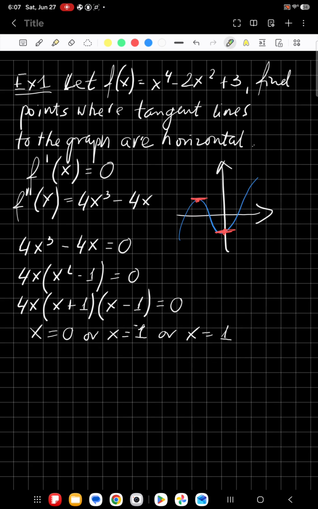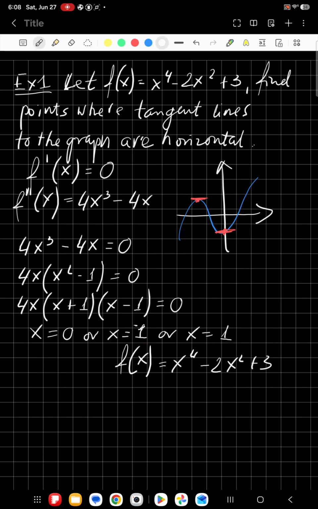Now what do we need to do, right? We need to figure out what the y's are. So we have the original equation, which was f of x, x to the fourth minus 2x squared plus 3. If we're trying to figure out what the point is on a graph, we just take x and plug it into the original equation. I'm not going to do it, it's just simple arithmetic. Plug in 0 for x, and then negative 1, and then 1.